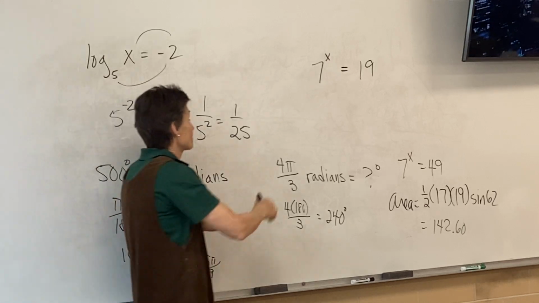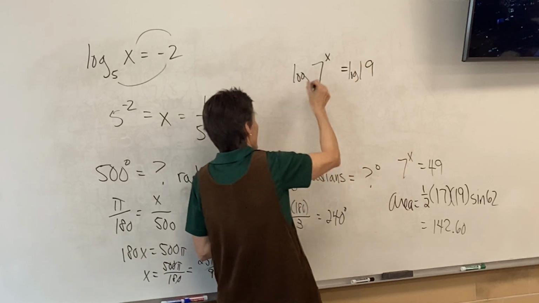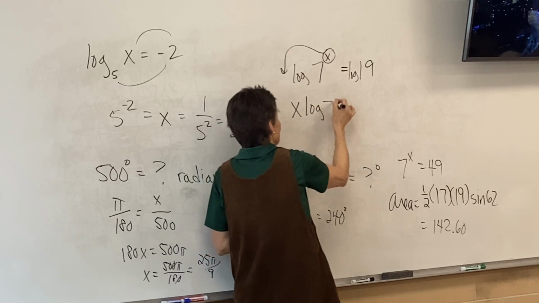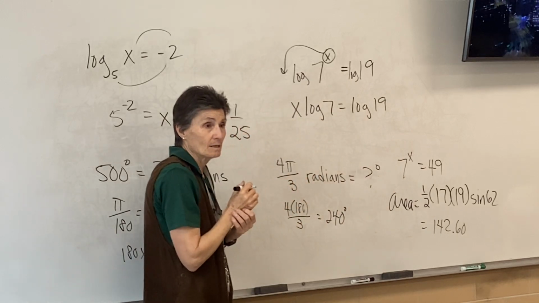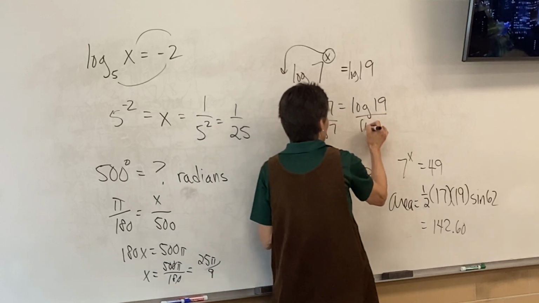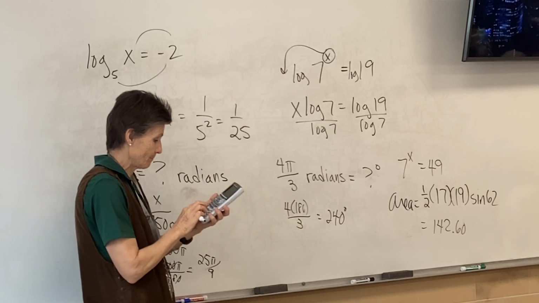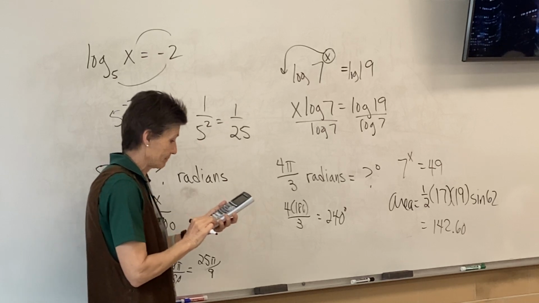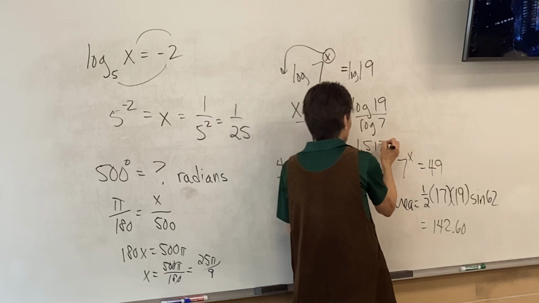Log both sides. And the reason we log both sides is because this guy can immediately come out in front. And then what happens? We're solving for x, so we just divide. So our answer is going to be log 19 divided by log 7. 1.513.